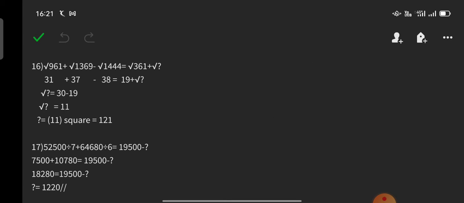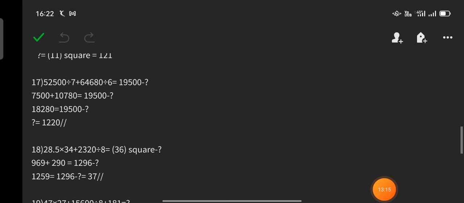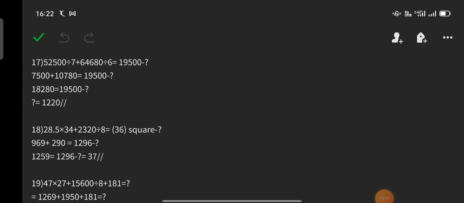Okay, so square root of 961 is 31 here, and square root of 1369 is 37. So square root of 1444 is 38, equals the square root of 361 is 19 plus square root question mark equals 30 minus 19 equals 11. 11 square is 121. 17th question.